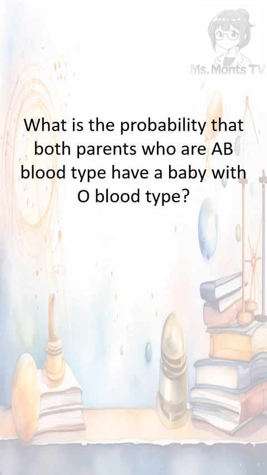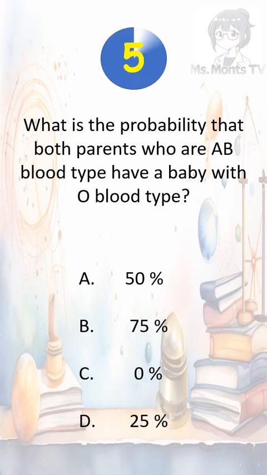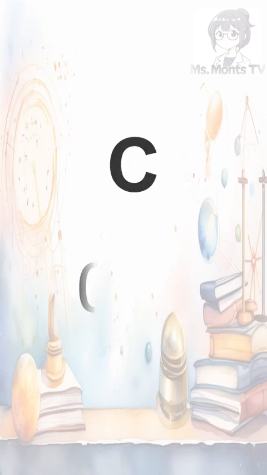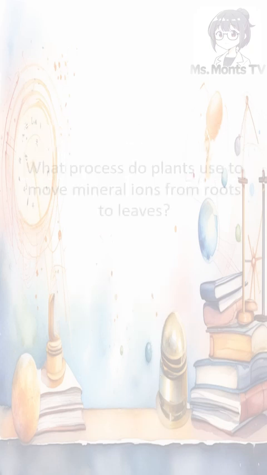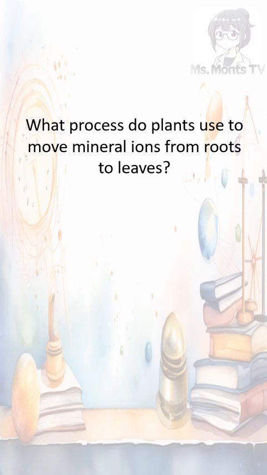What is the probability that both parents who are AB blood type have a baby with O blood type? A. 50%, B. 75%, C. 0%, D. 25%. C. 0%.